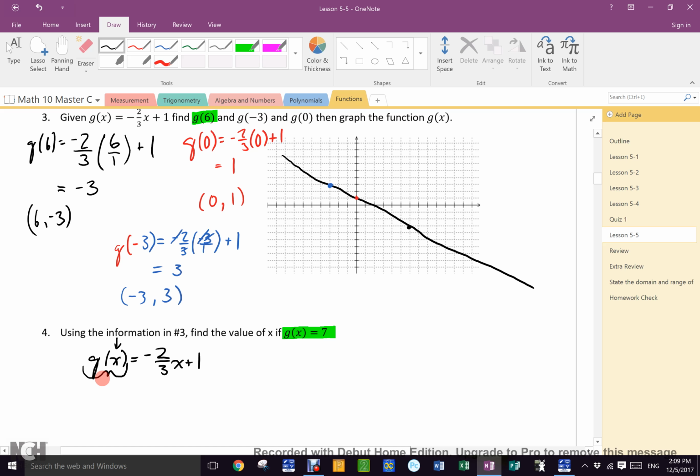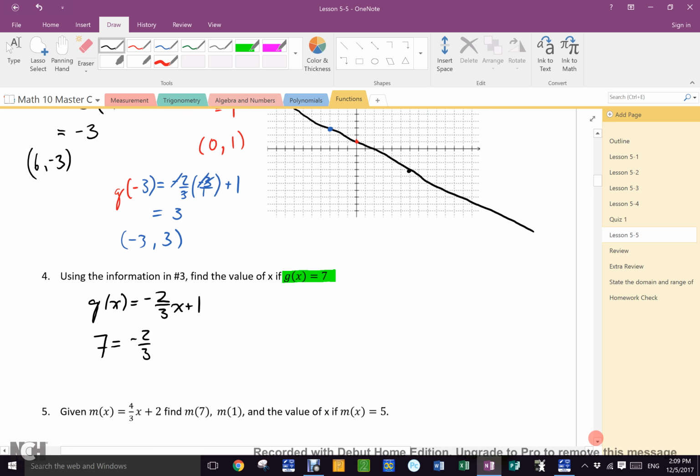Why? Because the whole g of x is 7. So this is 7 equals negative 2/3 x plus 1. I don't know my x, do I? I know the g of x. I know my output. I don't have an input. Jack, what do I do in math whenever I have an equal sign and a variable?